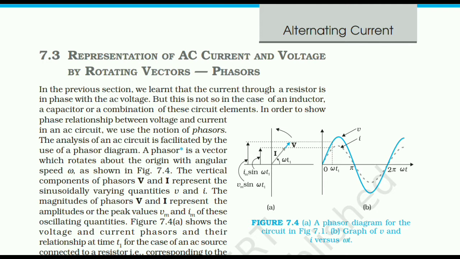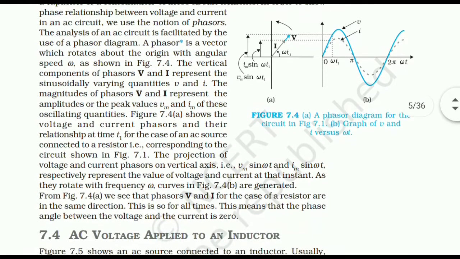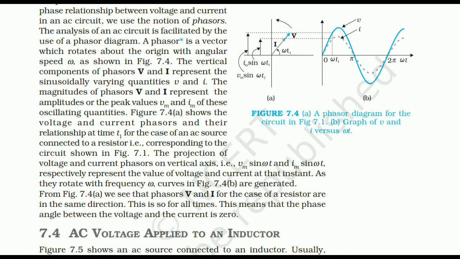A phasor is a vector which rotates about the origin with an angular speed omega, as shown in figure 7.4. The vertical components of phasors V and I represent the sinusoidally varying quantities V and I. The magnitudes of phasors V and I represent the amplitudes or the peak values Vm and Im of these oscillating quantities. Figure 7.4a shows the voltage and current phasors and their relationship at time t1 for the case of an AC source connected to a resistor, that is, corresponding to the circuit shown in figure 7.1.